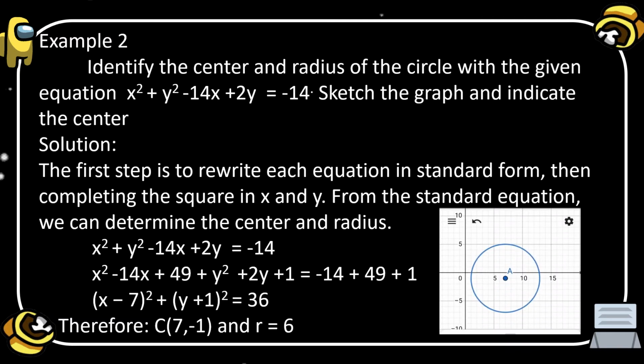When you locate that on the Cartesian coordinate plane, we have here the sketch. We locate the center, which is 7 and negative 1. And when you count from the center to the circle, the radius is equal to 6.